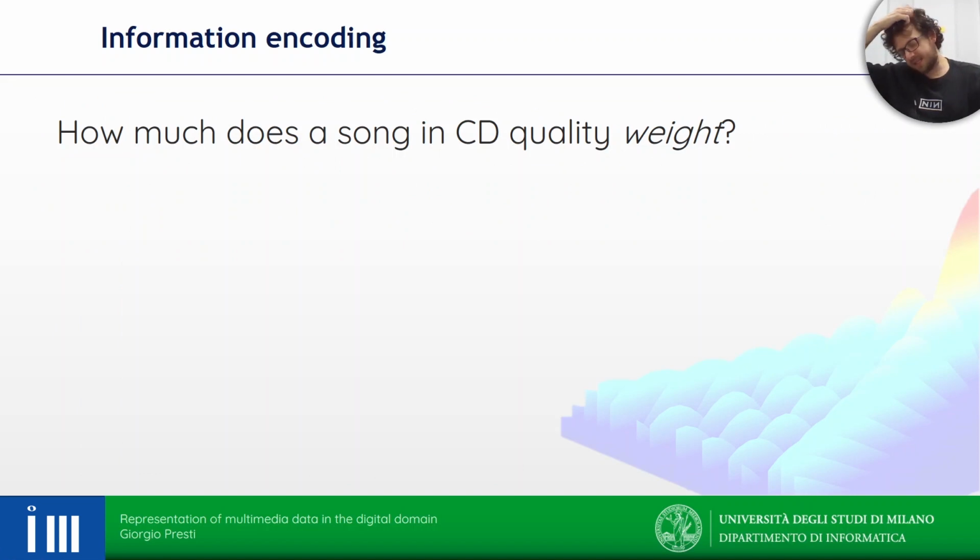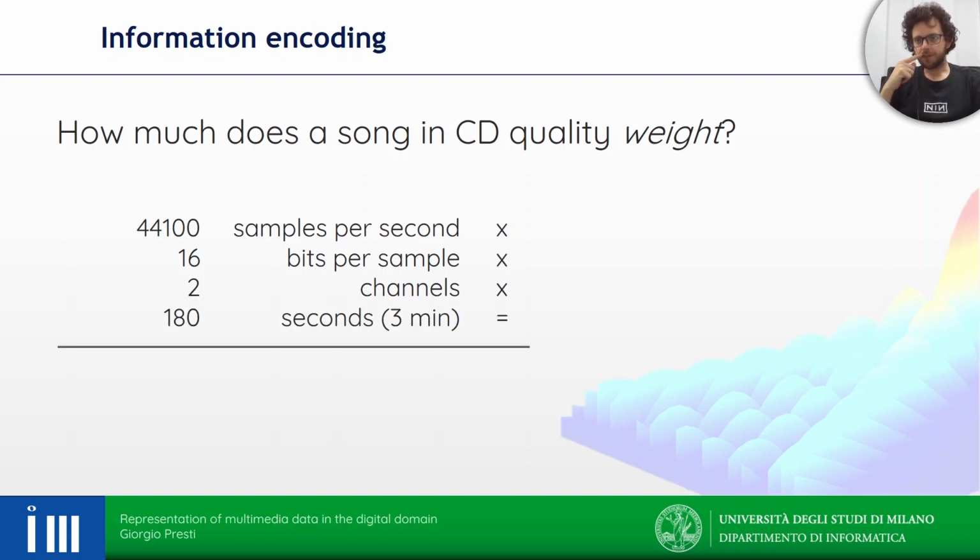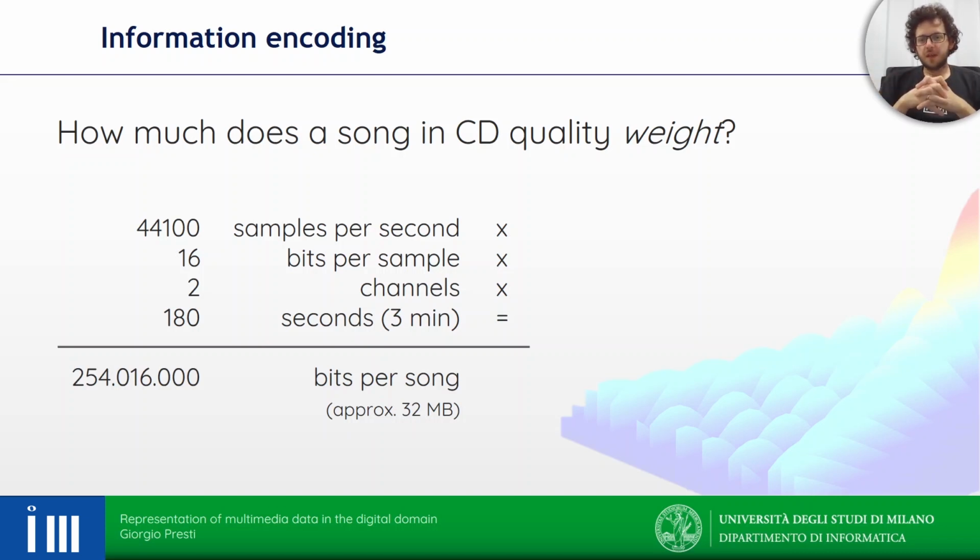So now that we did this specification, let's try to calculate how much a song in CD quality weighs. So we have 44100 samples per second times 16 bits per single sample times 2 channels, because a CD is stereophonic, times 180 seconds, which means 3 minutes, the average song length. That means approximately 32 megabytes of data.